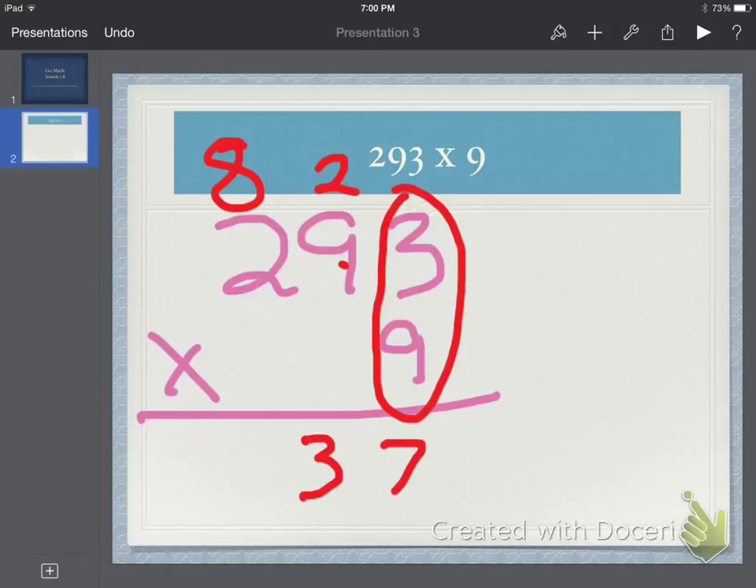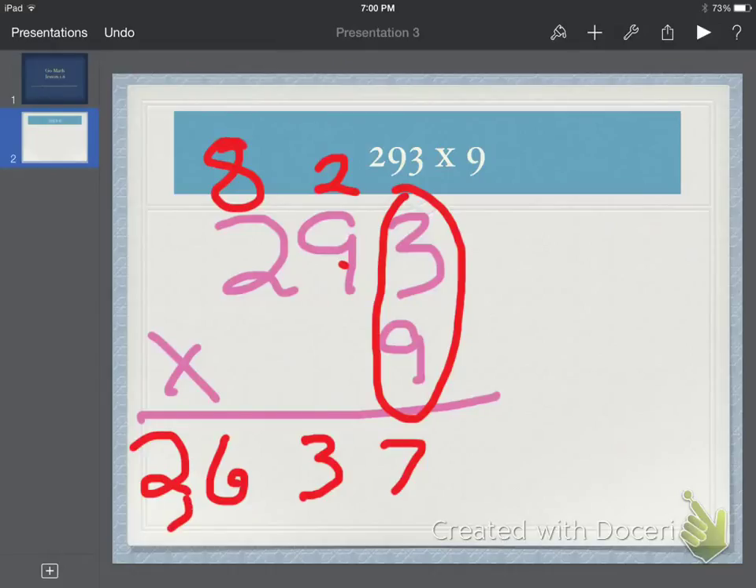So 2 times 9 is 18 plus 8, we have 26. Because remember, this is really not 2 times 9, that's 200 times 9, plus another 800. So we have 2,637.